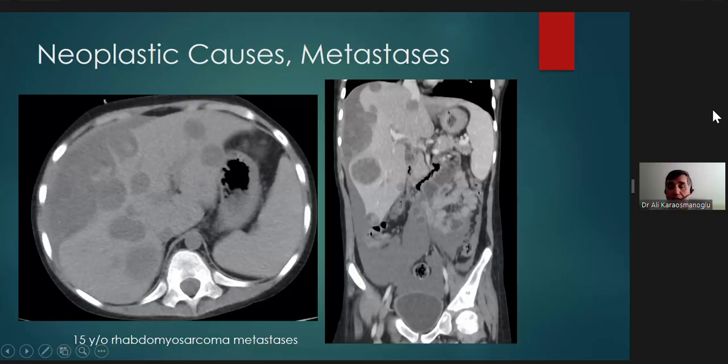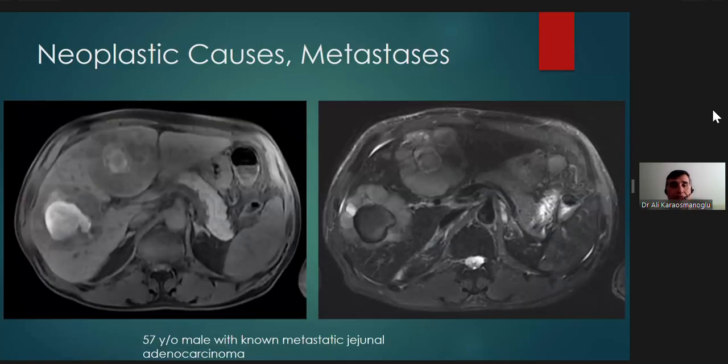So metastatic diseases can also be the source of spontaneous hemorrhages in patients with a history of malignancy, known or unknown. So you always have to take into account the possibility of a metastatic disease in the liver.